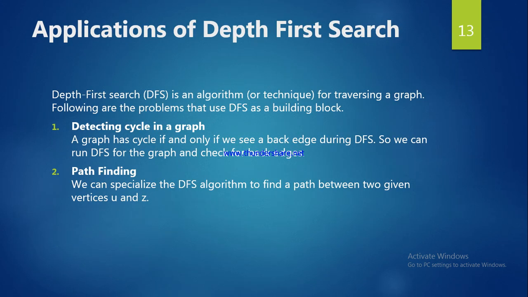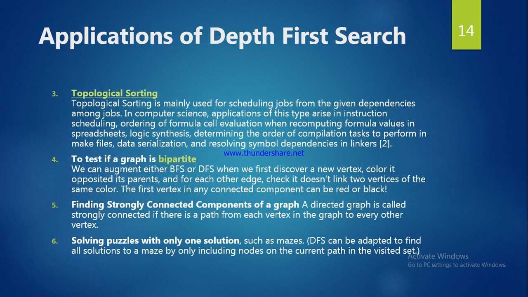Here are some applications of depth first search. It is used for detecting a cycle in a graph. What is a cycle in a graph? A graph has a cycle if and only if we see a back edge during depth first search. So we can run depth first search for the graph and check for back edges. It can also be used for path finding. We can specialize the depth first search algorithm to find a path between two given vertices u and z. It can be any vertices.